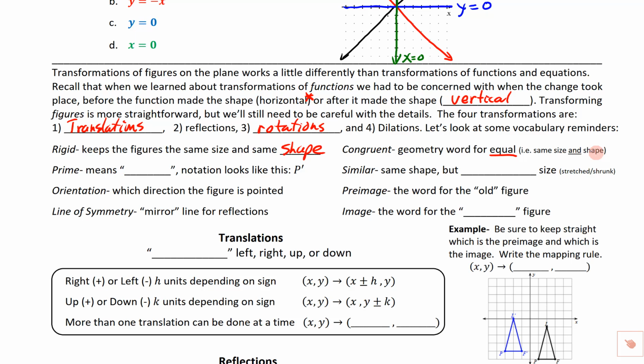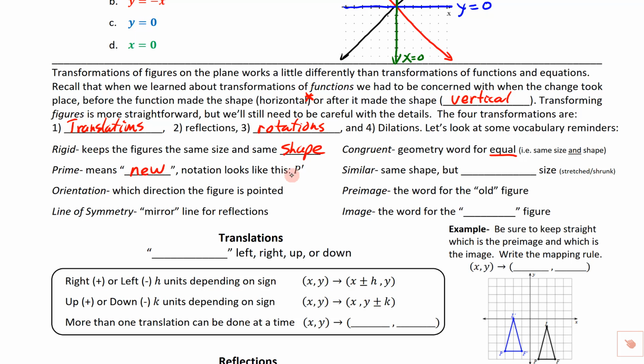Now, we do need some notation, and you might remember this. So we use prime notation. Prime means new. Prime is the word that means new, and the notation looks like this. So if we were to have an old point P, and then we were to transform that and make a new point P, this would be P prime. And it's possible to do more than one transformation.